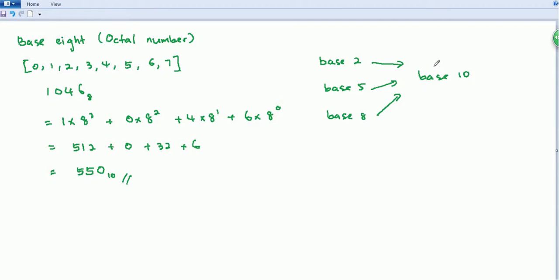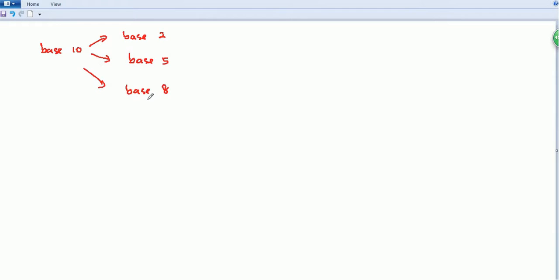The next one we are going to learn is how to change a number in base 10 back to a number in base 2, base 5, and base 8. I forgot, did I tell you that this we call an expanded notation? If you expand it out and write a digit multiplied by its place value, this we call expanded notation. Now we are going to learn to change a number in base 10 to a number in base 2, base 5, and base 8.